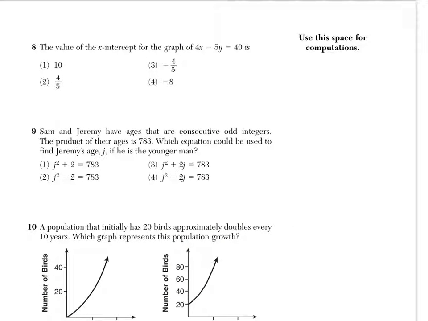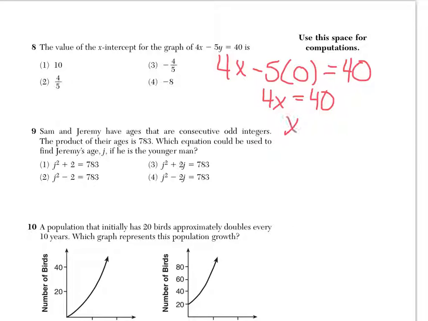In question 8, remember the value of the x-intercept is when y is 0. So we could write this in slope-intercept form, graph it, and determine what the x-intercept is that way. Or what I think is much easier to do is put in 0 for y and figure out what x is. So in this case, we get 4x is equal to 40. So x is equal to, if we divide both sides by 4, we get x is equal to 10.